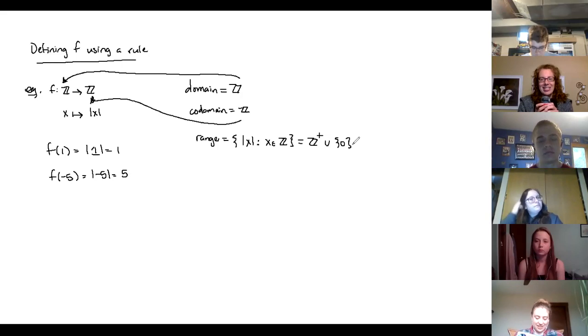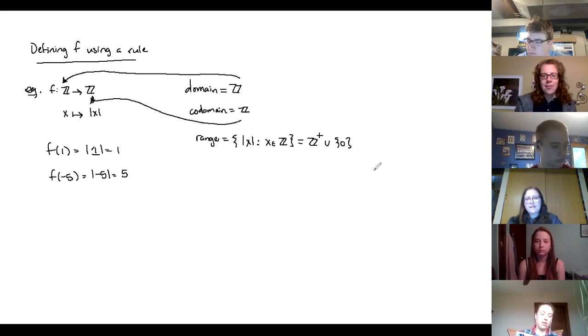Other questions? Other ones here? Does it make sense why range is harder to find? Yes. Range is harder to find here. Okay. One more example, couple more definitions, and then we will be good to go for today.